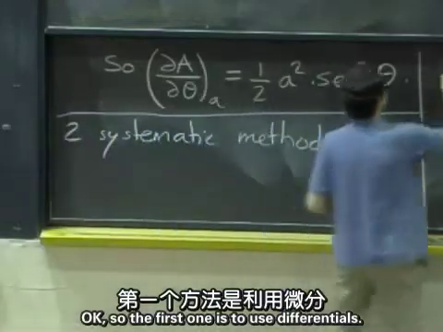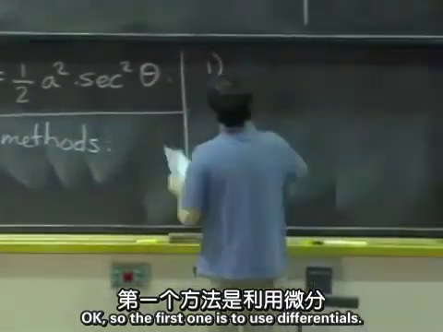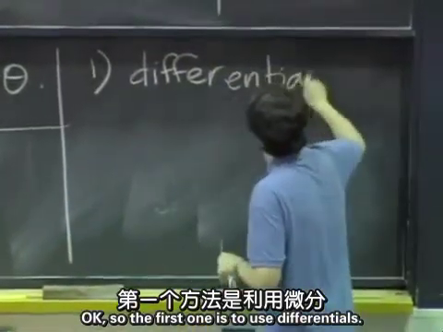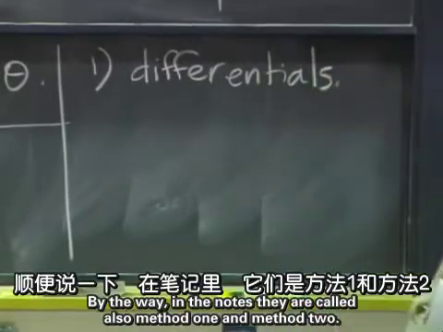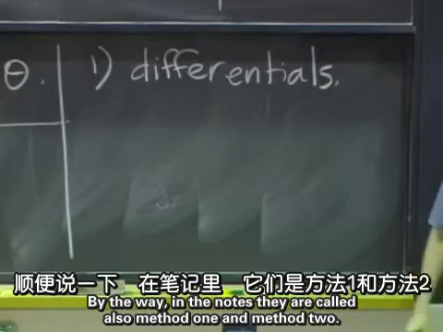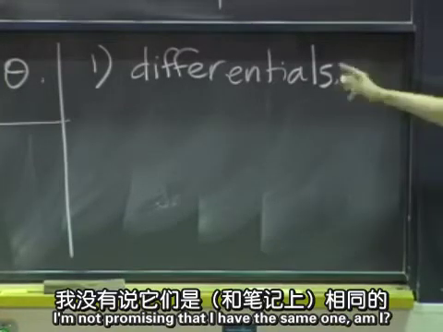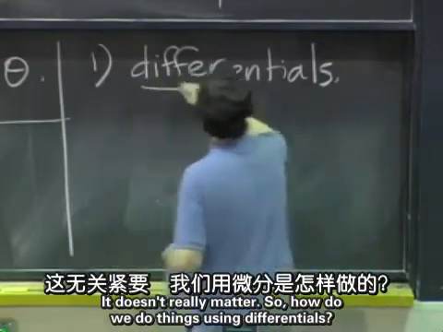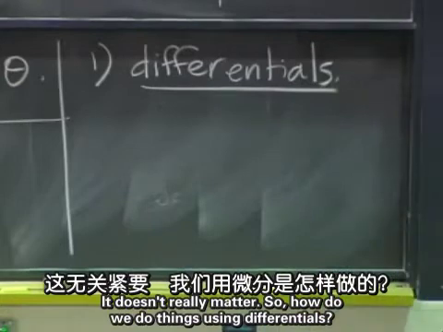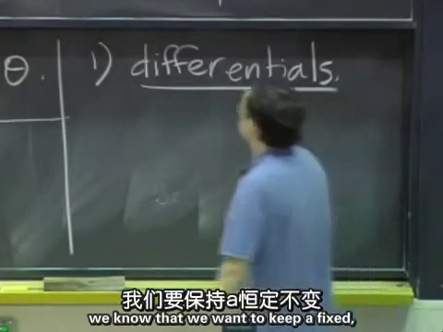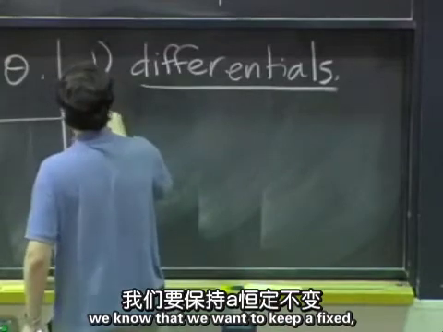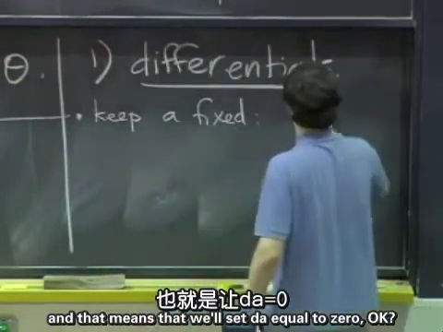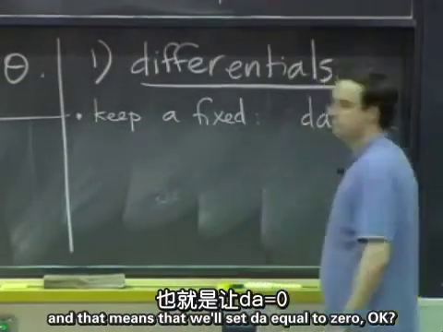Okay, so the first one is to use differentials. By the way, in the notes, they're also called method 1 and method 2. I'm not promising that I have the same one. I might have 1 and 2 switched. It doesn't really matter. So how do we do things using differentials? Well, first, we know that we want to keep A fixed. And that means that we'll set dA equal to 0.